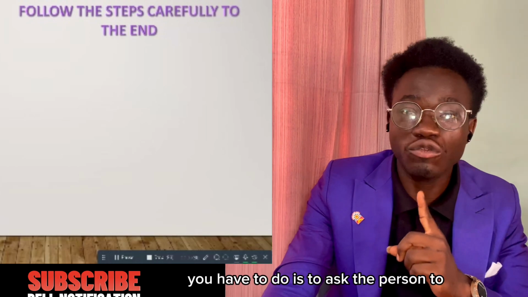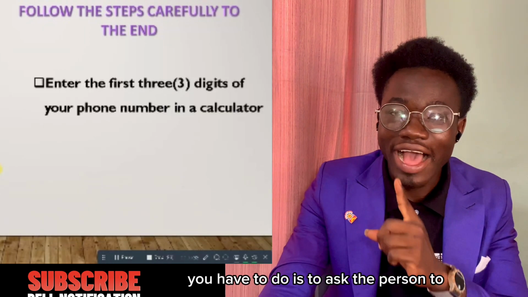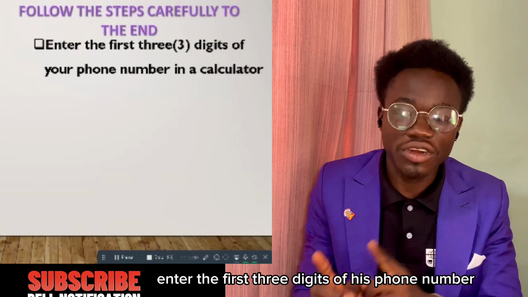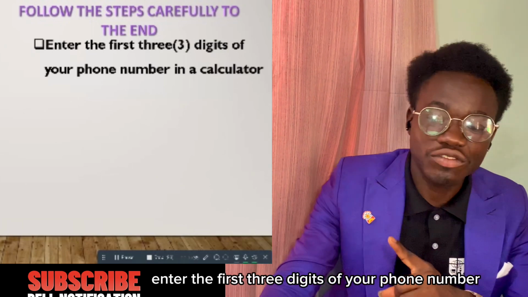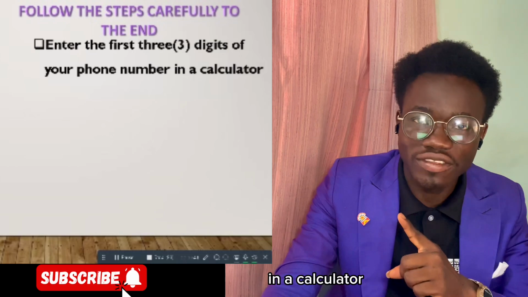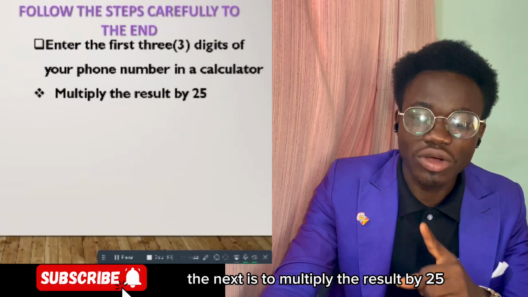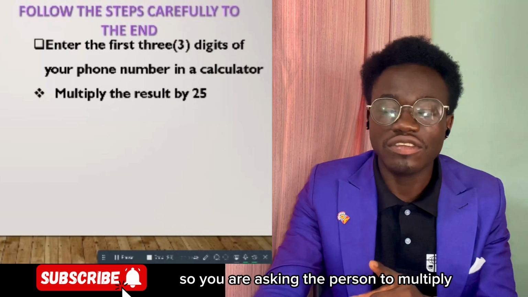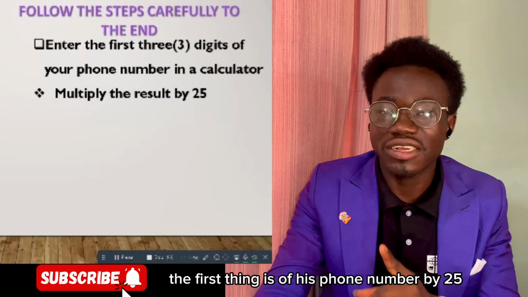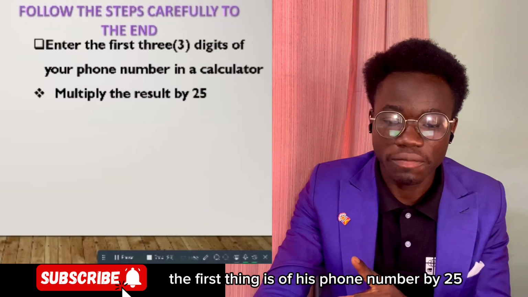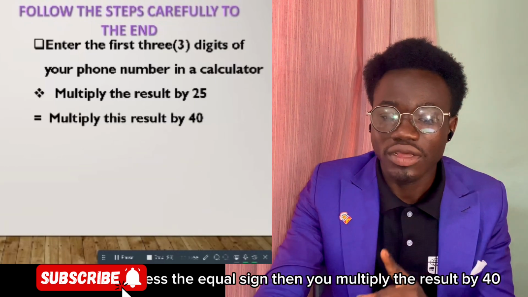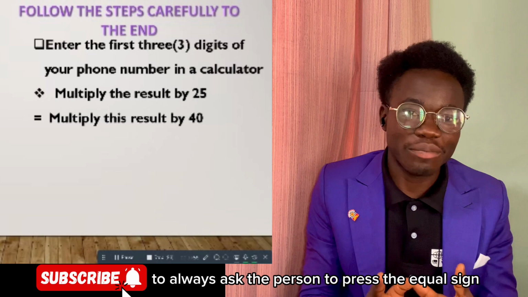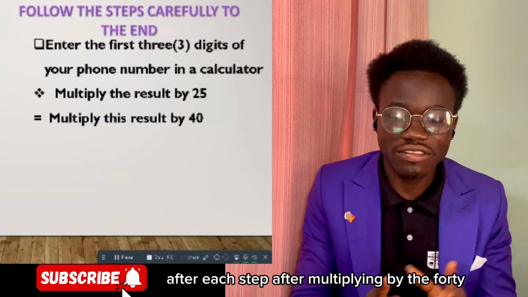The first step you have to do is to ask the person to enter the first 3 digits of his phone number. So you enter the first 3 digits of your phone number in the calculator. The next is to multiply the result by 25. So you are asking the person to multiply the first 3 digits of his phone number by 25. Press the equal sign. Then you multiply the result by 40. Remember to always ask the person to press the equal sign after each step.